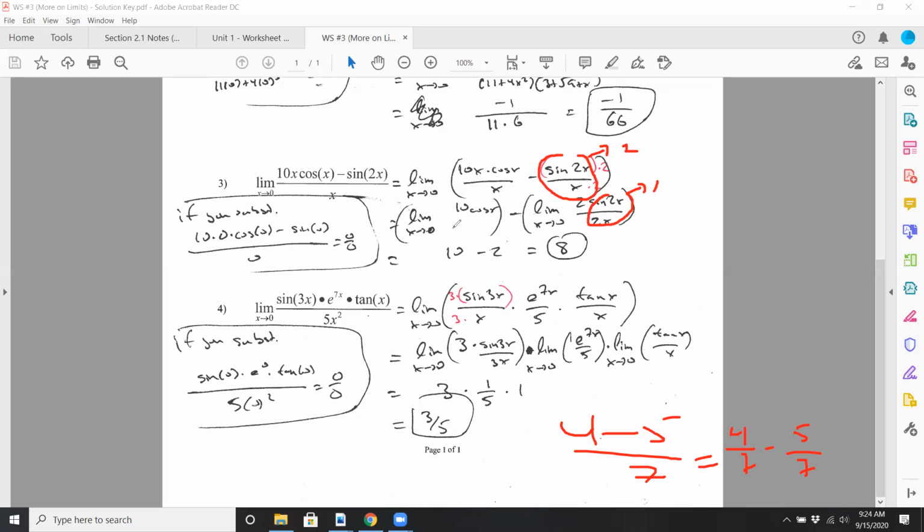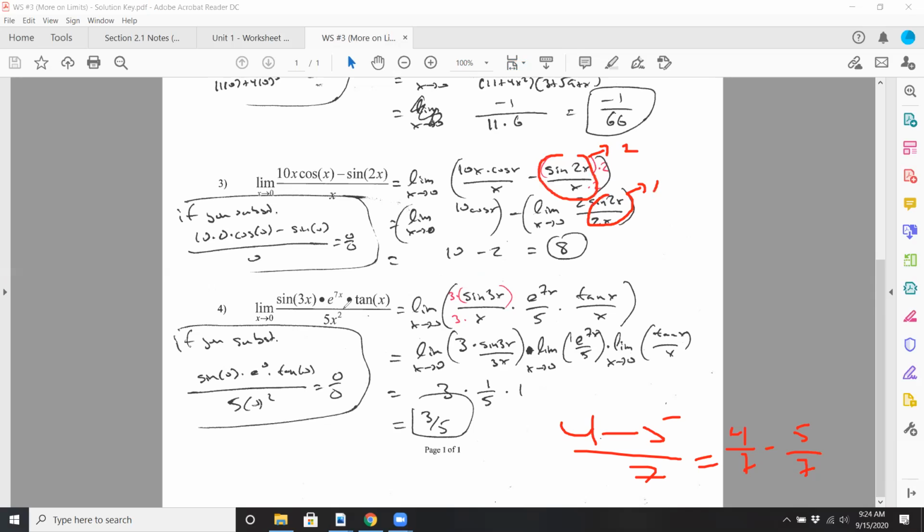And then 10 cosine x, I could plug in 0 for x. And of course, cosine 0 is 1. So 10 minus 2 is, sorry, 8. But of course, if you substitute right from the get-go, that's a problem because you have 0 over 0. That's why you have to resort to some algebraic skills here.